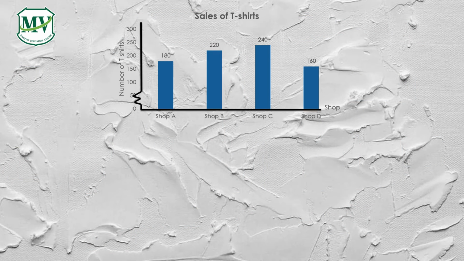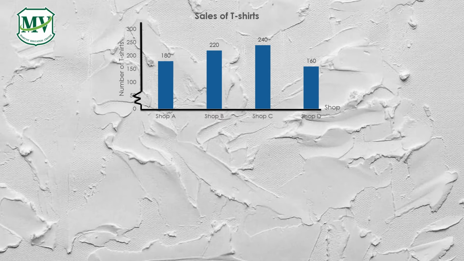Let's try to answer this bar graph. The title of this bar graph is the sales of t-shirts. The vertical axis is the number of t-shirts and the horizontal axis is the shop. Shop A got a sales of 180, Shop B got 220, Shop C got 240, and Shop D got 160 sales.